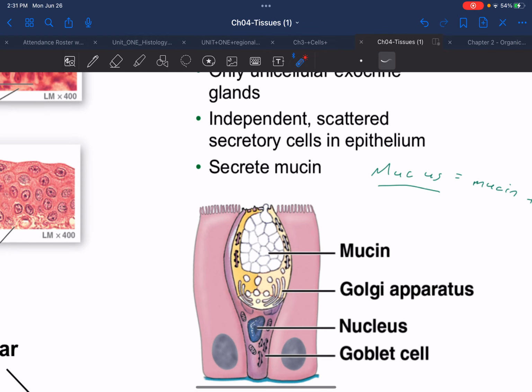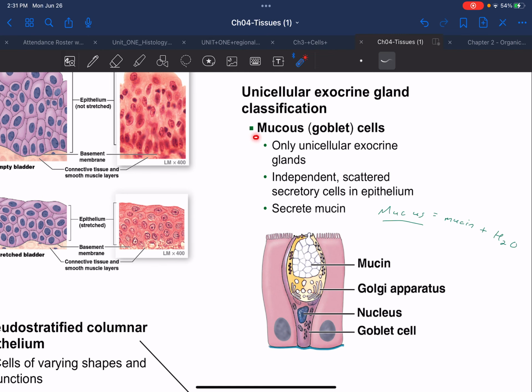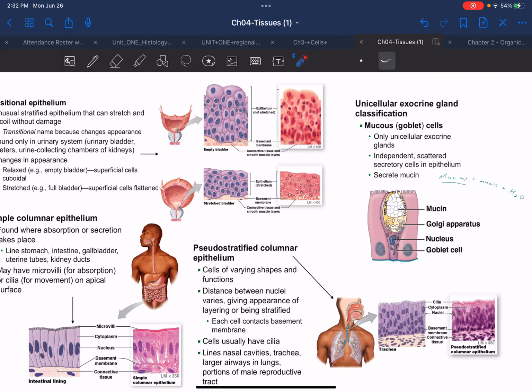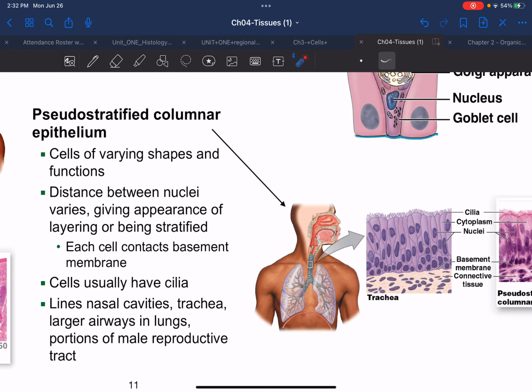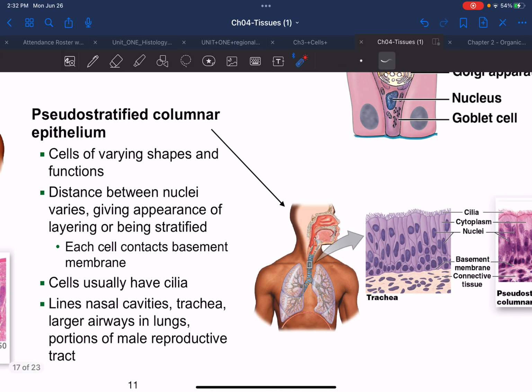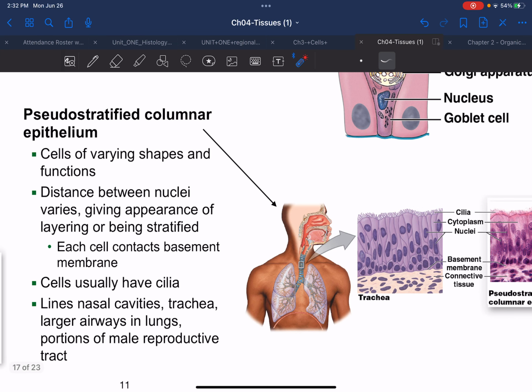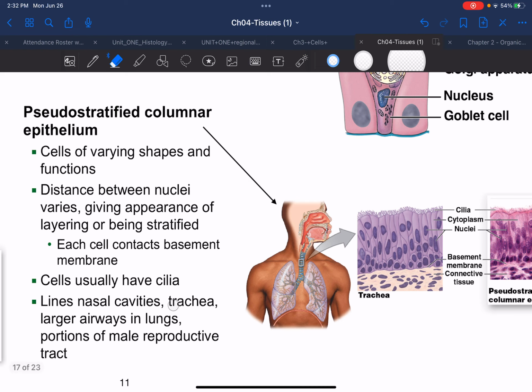We learned about goblet cells, and goblet cells produce mucus. They're considered unicellular exocrine glands. It just means like a one-cell gland, a gland made out of only one cell. And they secrete mucus. You already know this. And then pseudostratified columnar epithelia has cilia typically at the surface to move mucus. We'll discuss more details about that further down the line, but it's found in the trachea, and that's really it. Found in the trachea, I think, is the safest one to remember.